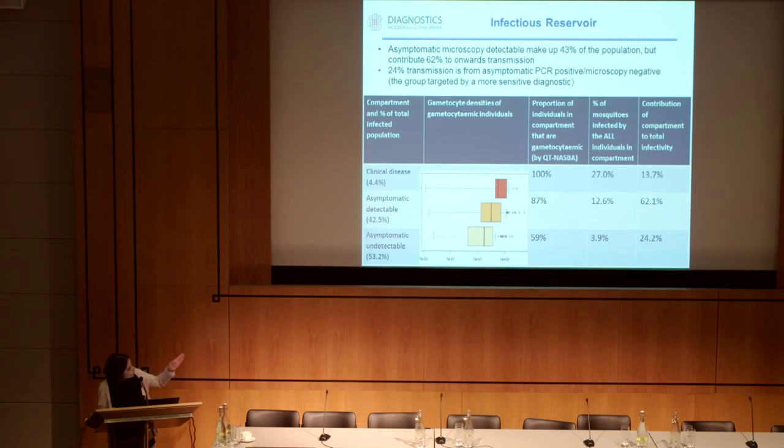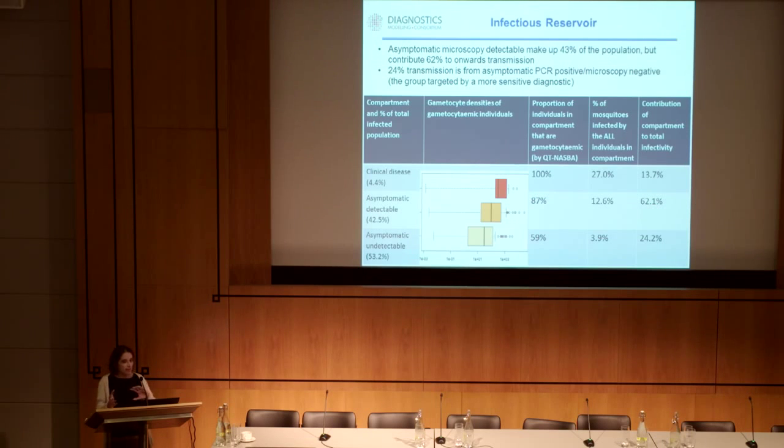So if you go to the fourth column, one from the right, this then is the proportion of mosquitoes, these were all fed on the infected blood, and the proportion of mosquitoes infected by the individuals in that group. And you can see that still the clinical disease with the highest parasite density is contributing a high amount in terms of mosquito infection, so 27% infected mosquitoes, and it gets lower as the parasite density gets lower.